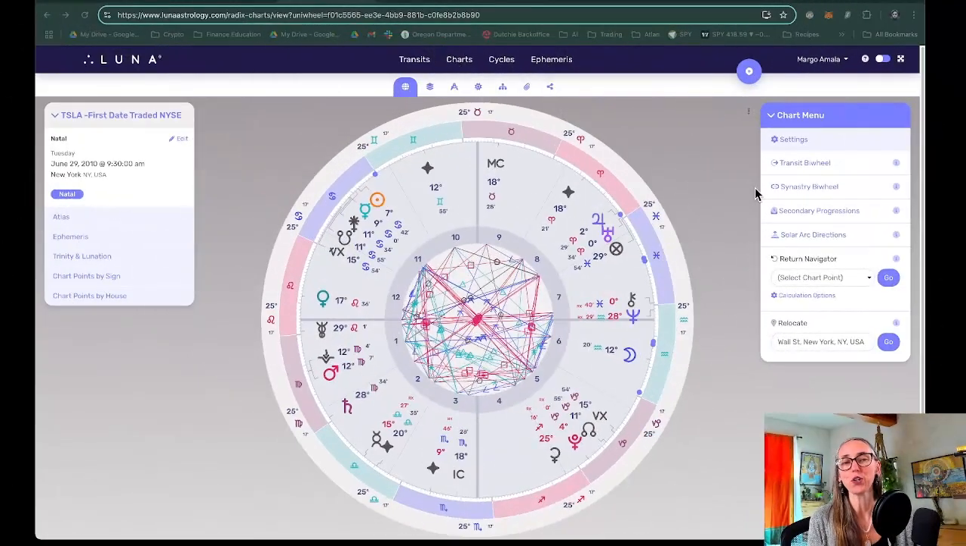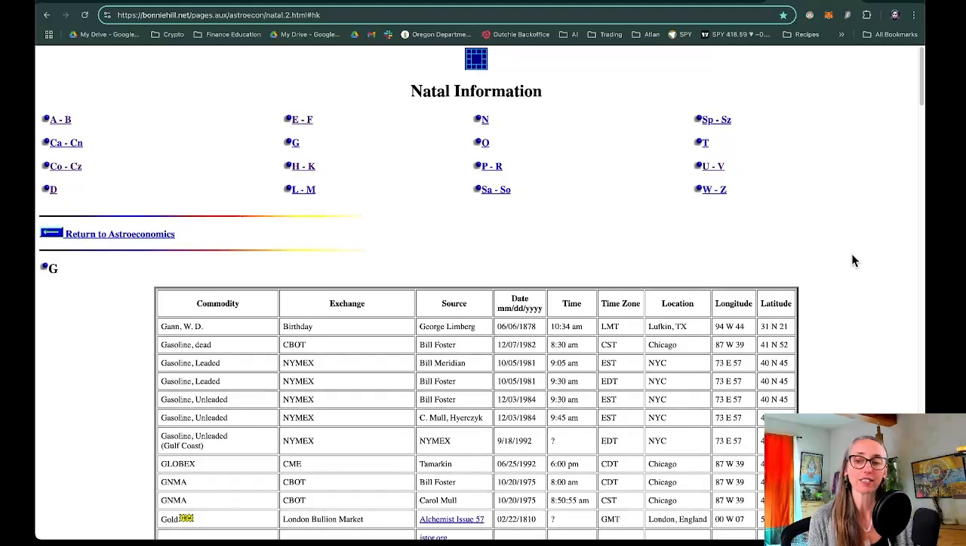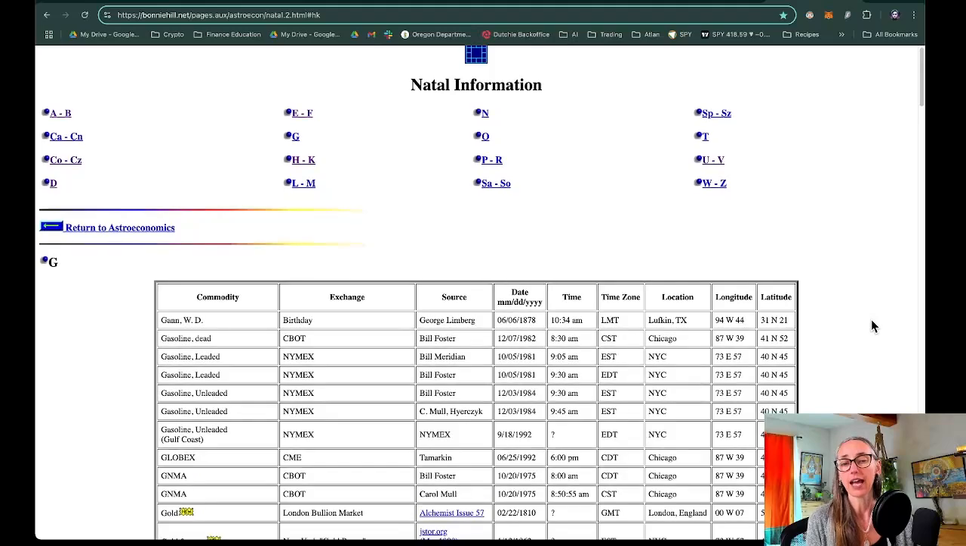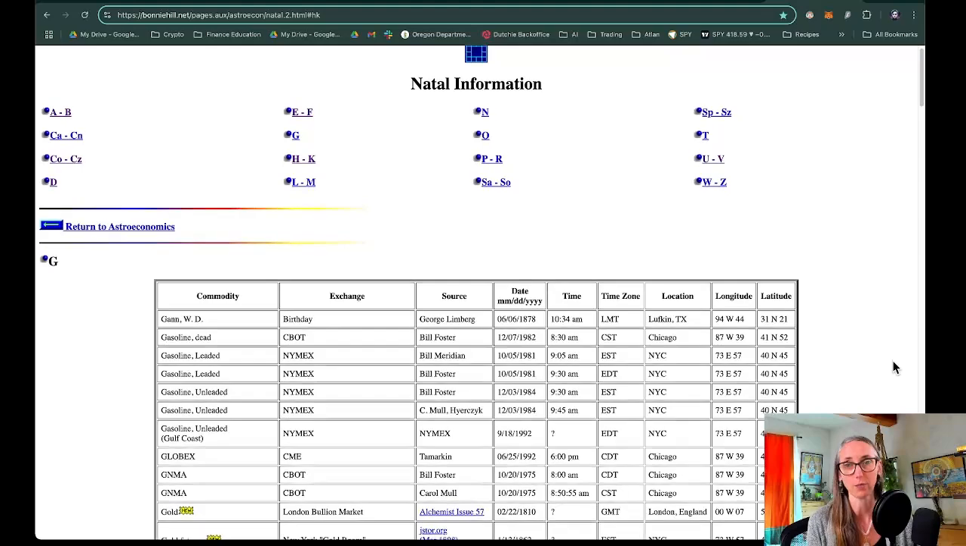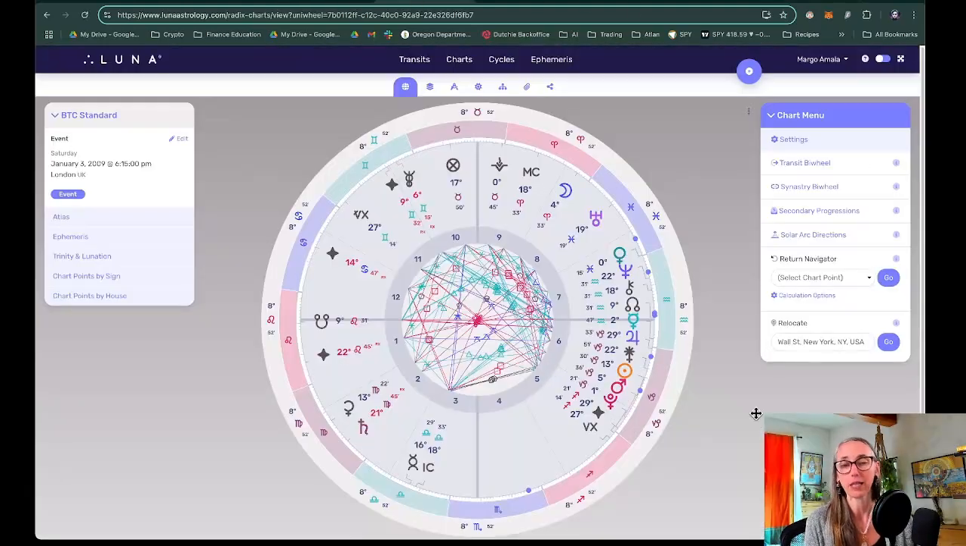Another very useful tool and resource is the bonniehill.net website. They have collected quite a list of asset classes, companies, and even countries' natal dates. And there are maybe multiple dates for the same asset, company, or country. You'll have to do your own research to decide which one you think is going to be the most accurate.